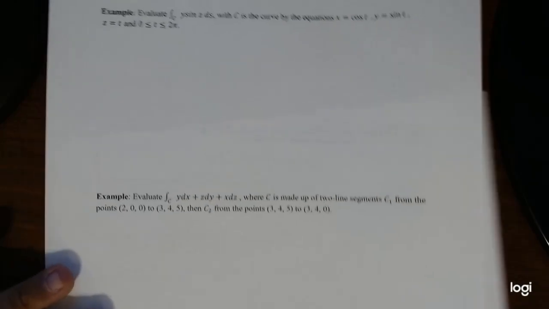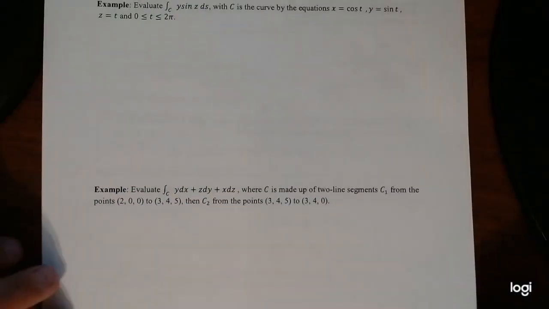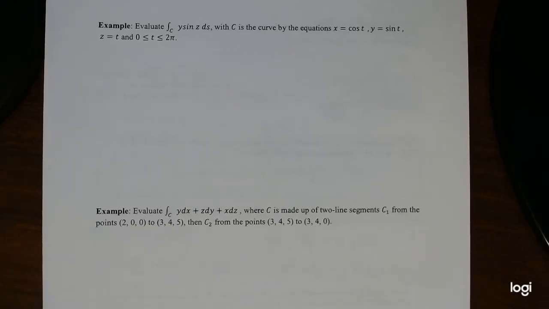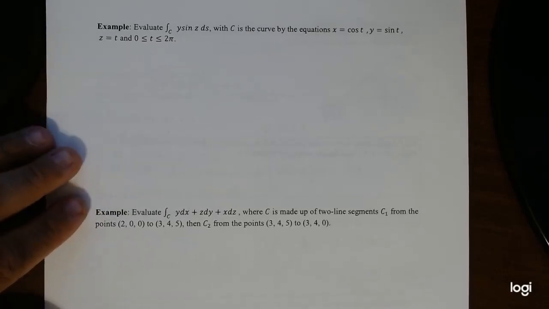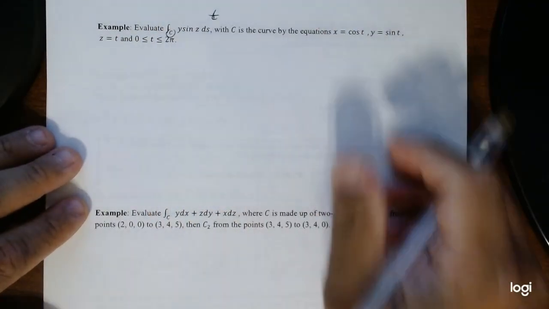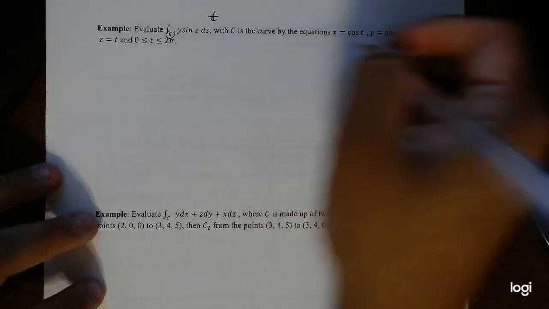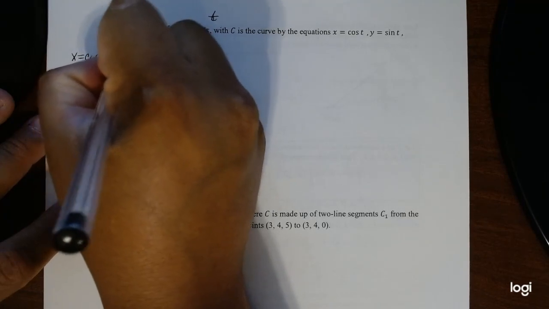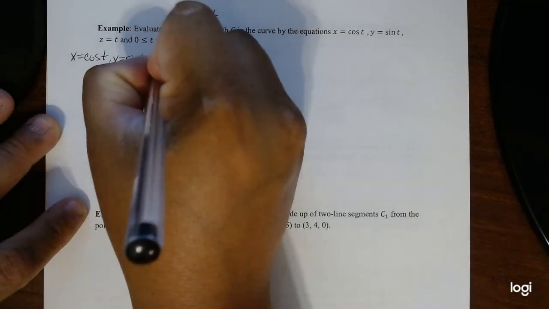So let's try an example before we go into 3 regions. Let's evaluate the line integral of y sine z ds when the curve C is given by the equations x equals cosine t, y equals sine t, and z equals t. So they already parameterized, which means our curve C has to be in terms of t, right? Okay. Now, they already give us this, so I'll just rewrite it here. So x is cosine t, y is sine t, and then z is just t.